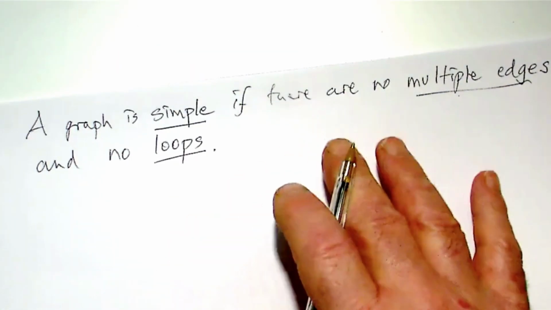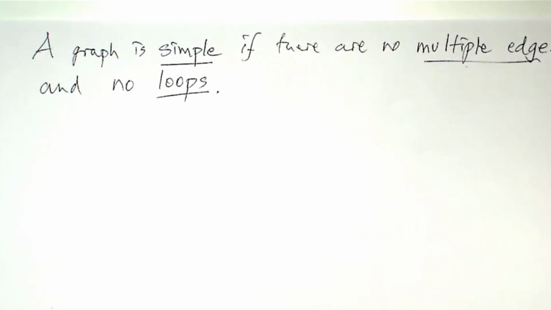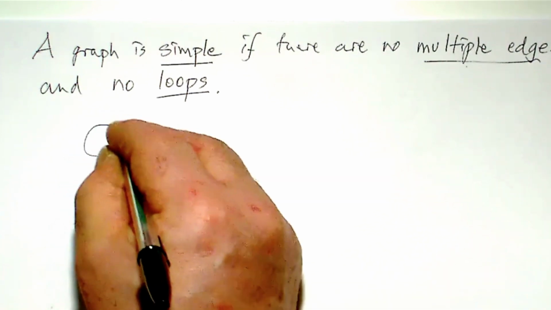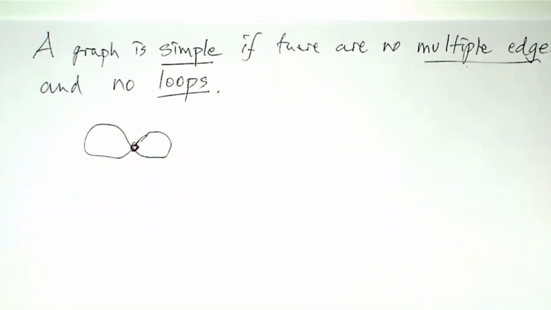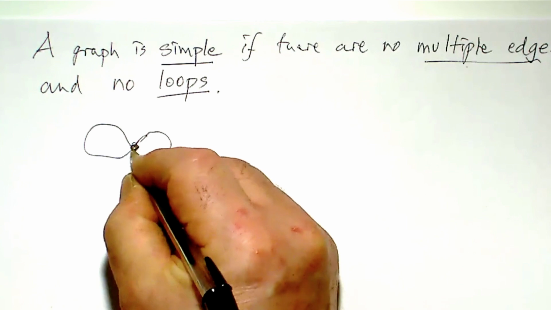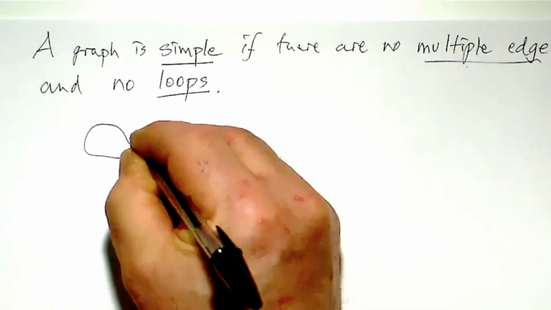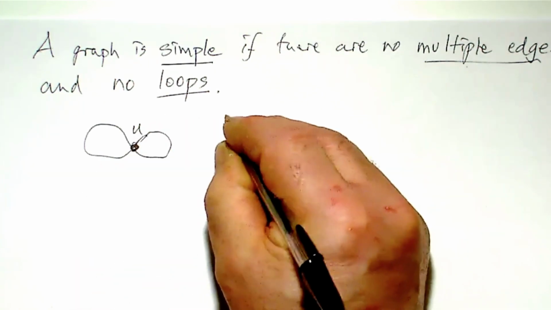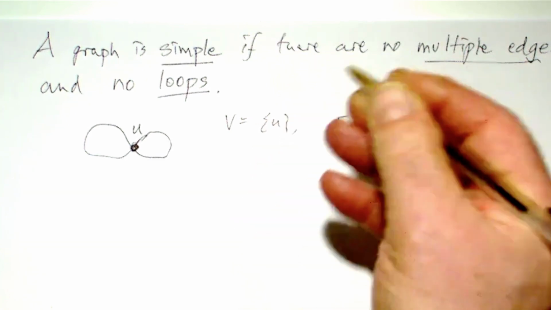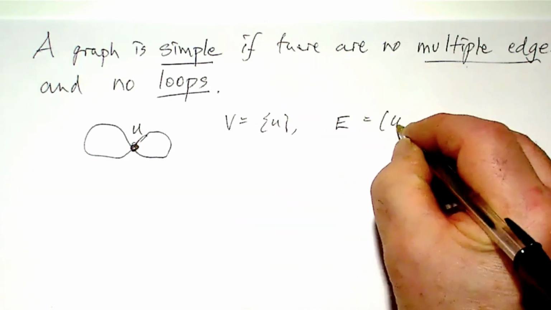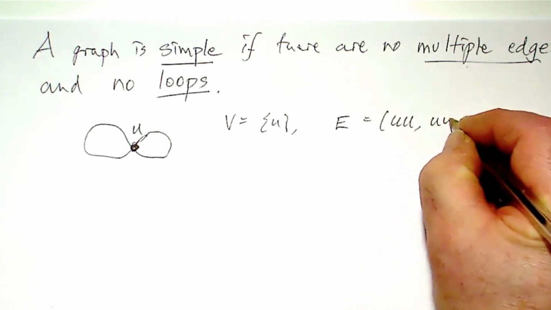But that's pretty restrictive because, for example, another famous graph is the figure of 8. And you might want to say something about this in other areas of mathematics. It's an important object. And, of course, this has two loops. So if this vertex is called u, the vertex set is just u, one element, but the edge family consists of two loops, u to u and u to u.